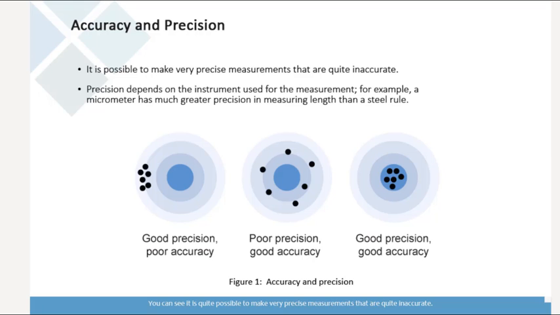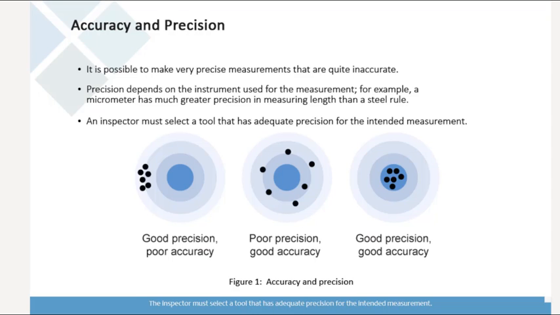Precision depends, to a large extent, on the instrument used for the measurement. A micrometer, for example, has much greater precision in measuring length than a steel rule. The inspector must select a tool that has adequate precision for the intended measurement.